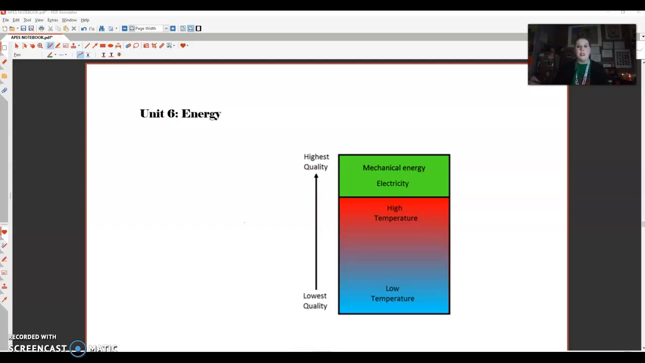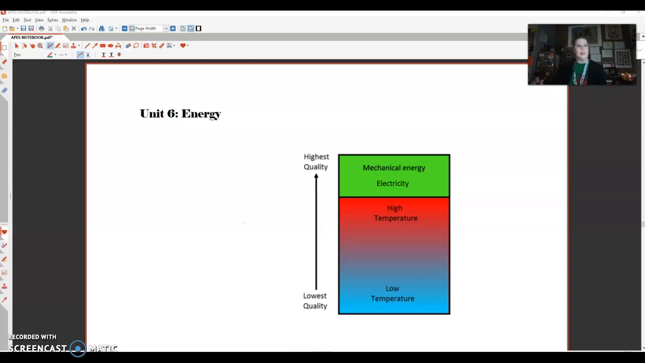Unit 6 is going to be focused on energy. We're going to look initially at what energy is, how we can measure it, and then we're going to get into the specifics of renewable and non-renewable energy. It's going to go into a lot of detail, talking about all the different types and how they're used.